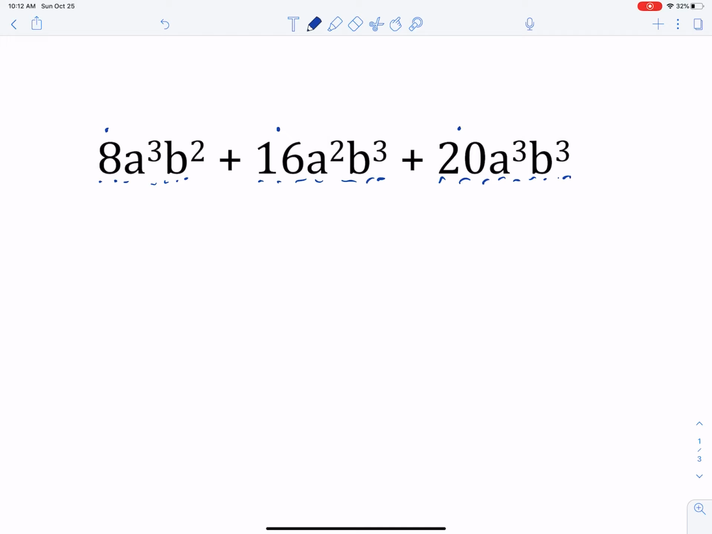Sometimes students look at the first two terms and say, oh, 8's divisible by 8, 16's divisible by 8, I'm going to factor out an 8. The problem is that the 20 is not divisible by 8. We want to find something that all of the terms are divisible by. Now, another student might look at this and say, oh, well, they're even. They're all divisible by 2. And that's true. They are all divisible by 2. But you want to think of the largest thing that they're all divisible by. And in this case, the largest thing that they're all divisible by is 4.